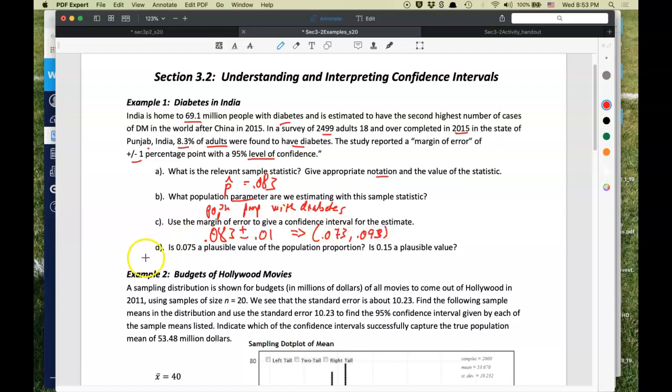Okay. Is 0.075 a plausible value of the population proportion? Well, this interval we're going to take is going to give us plausible values for the proportion. So it's in the interval, so yes, that would be plausible. But 0.15 is not in this interval. It's quite far from it, almost twice as high, so no, that would not be a plausible value. All right.